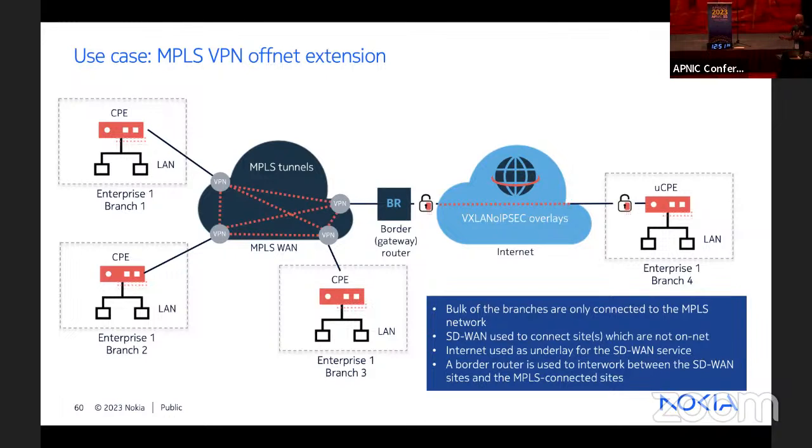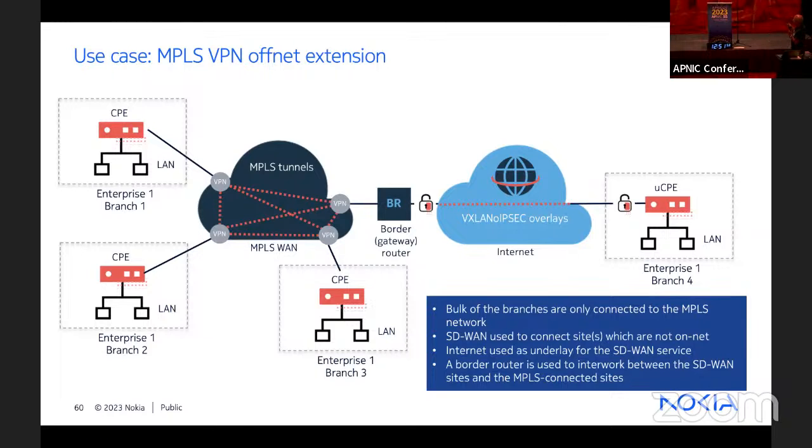So the way to think about this is on this border router, it has 2 personalities. On the left side it's an MPLS CPE, right? A CE device, a customer edge device. On the right-hand side, it's a uCPE, and it's connecting up the two. So that's how you would typically do that sort of hybrid.